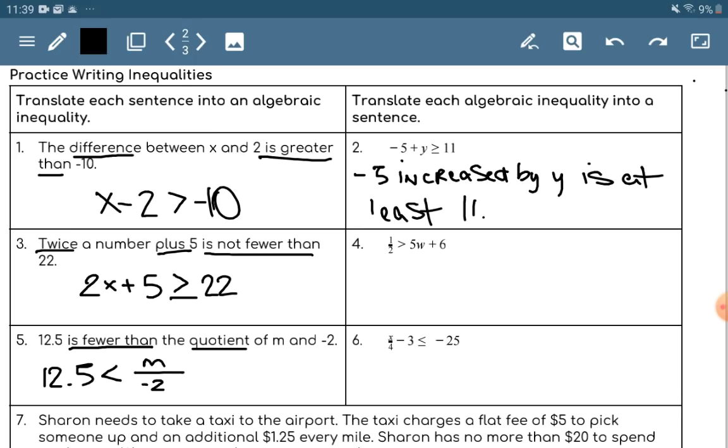There's my sentence. Number 4, it starts with 1/2 is greater than 5w plus 6. Again, a lot of what I read out loud could be a hint for what you could write. I am going to start with the number 1/2. And for my inequality, is greater than, I could literally just say is greater than. I could say is more than, is larger than, is above, is over. All of those options on the top column there. I'm going to go ahead and just say is over.